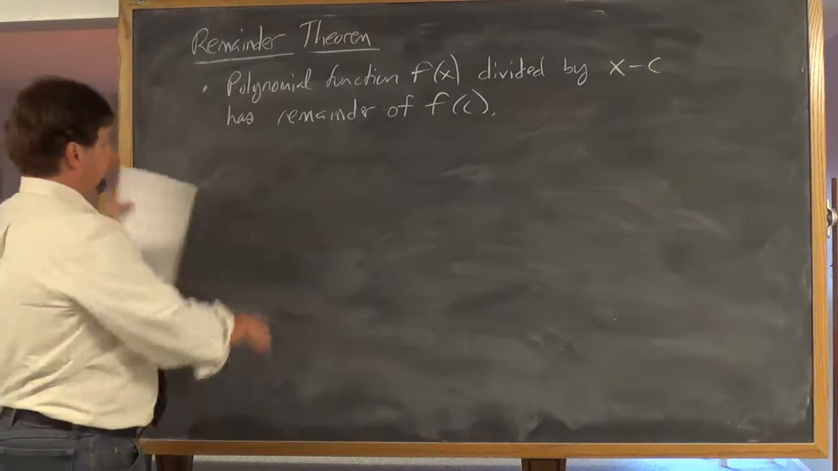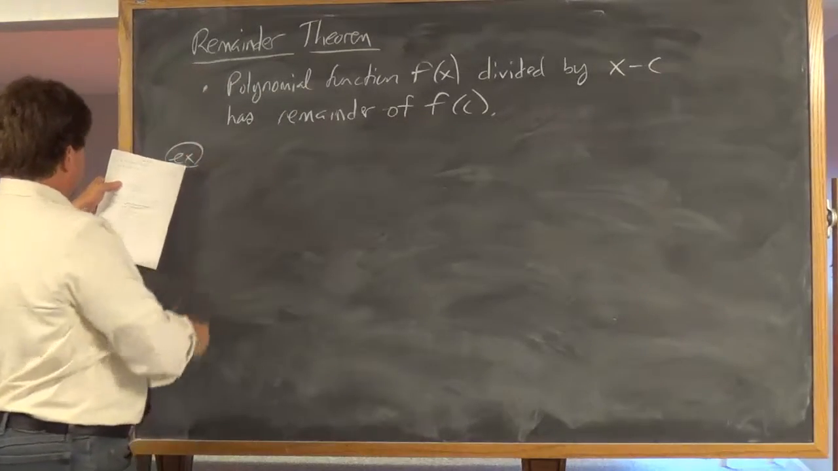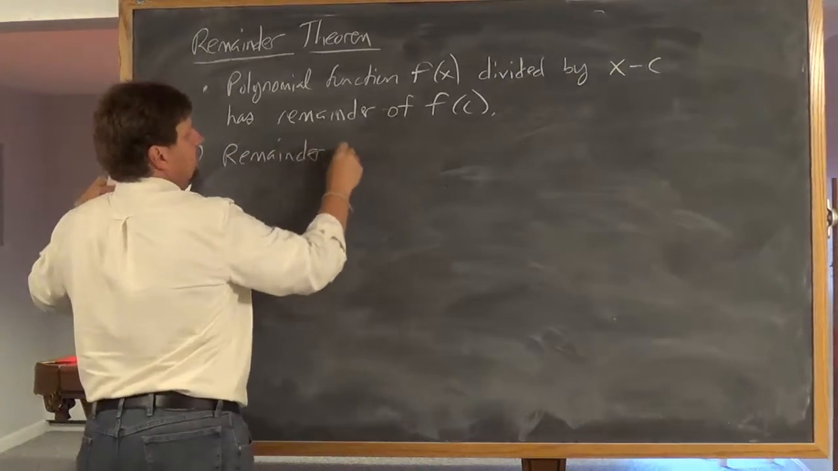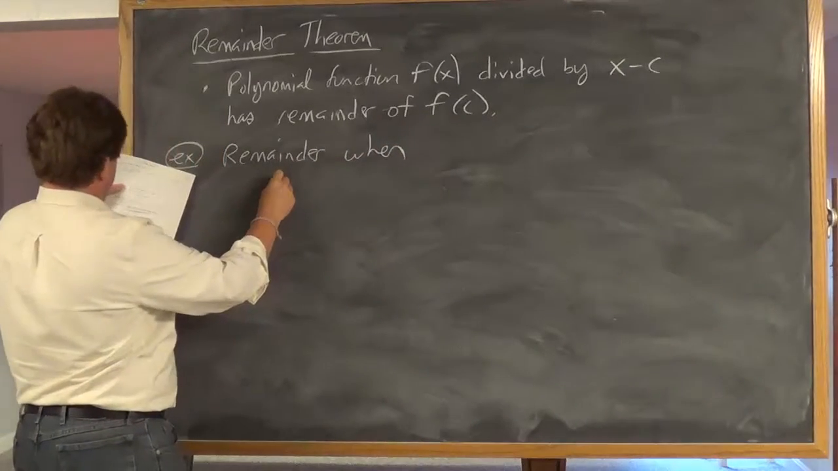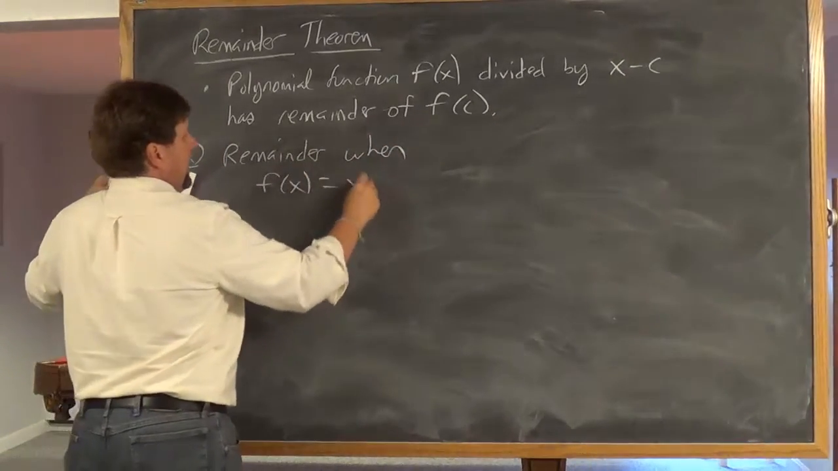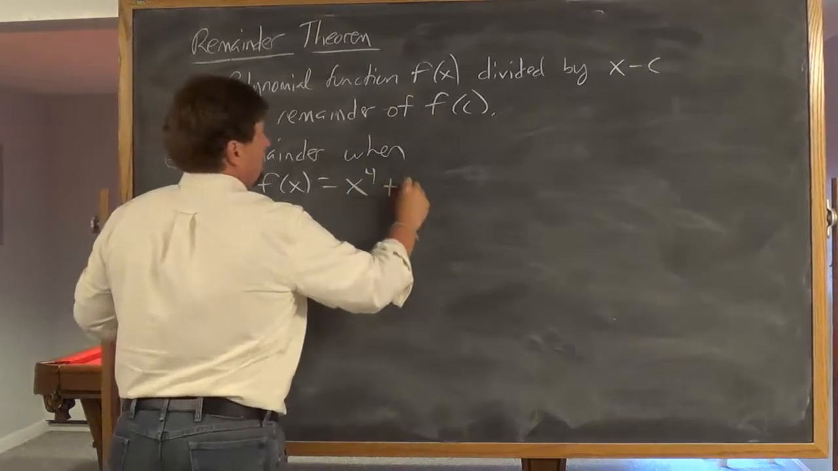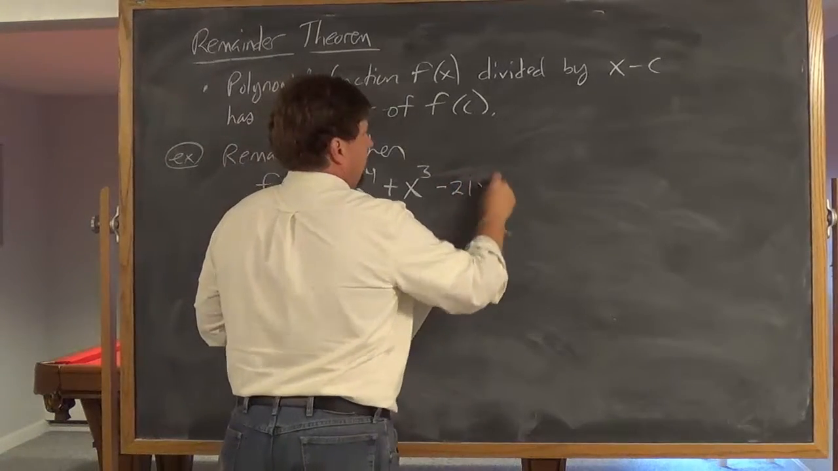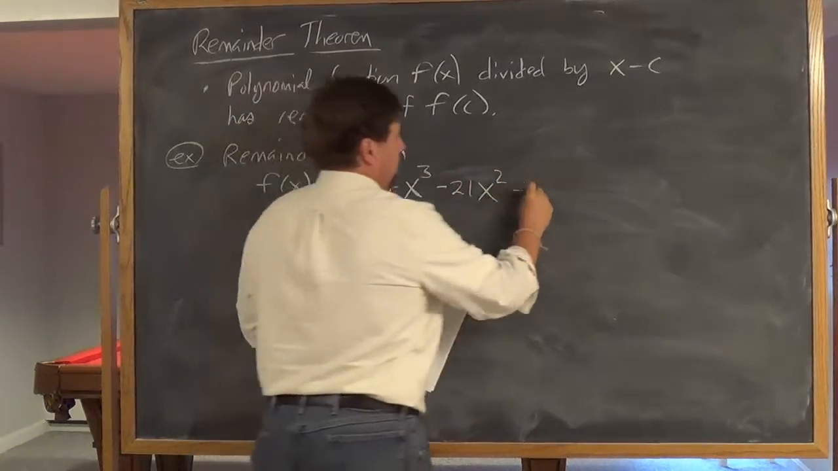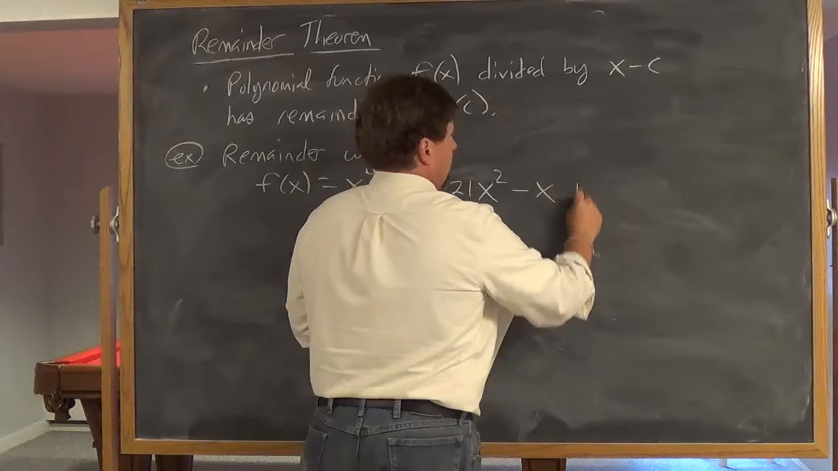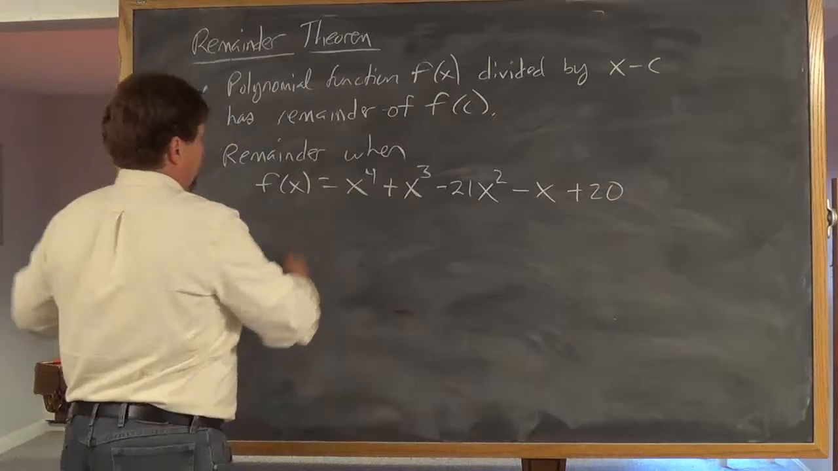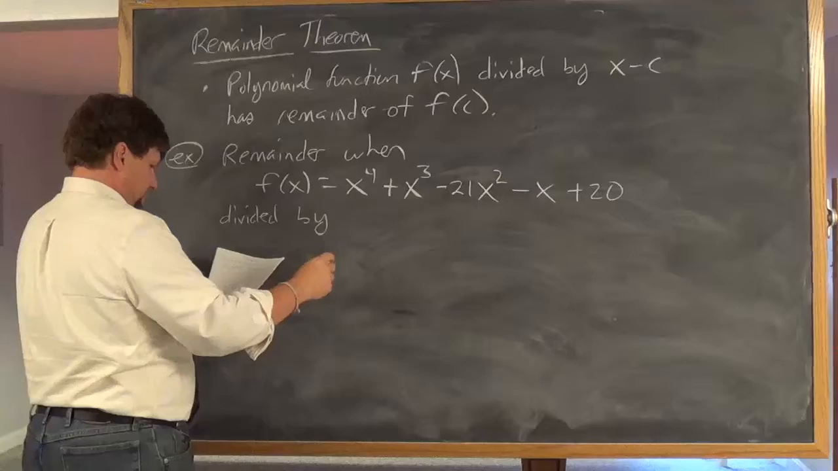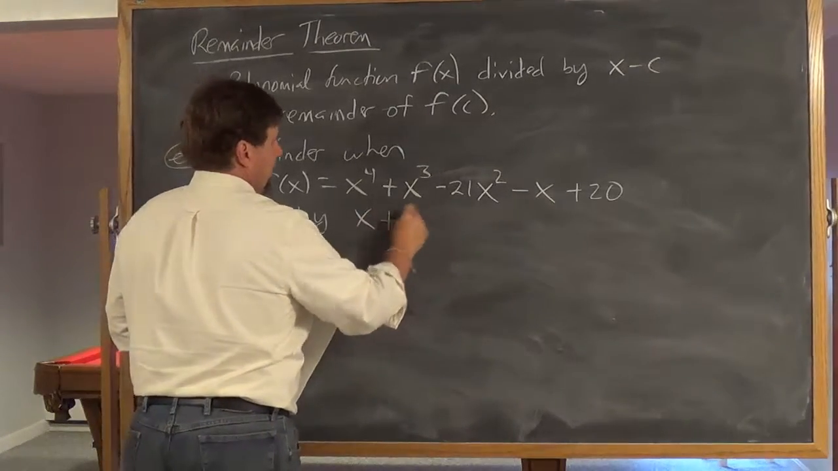Let's try another example. Let's say I want to know what is the remainder when the polynomial function x to the fourth plus x cubed minus 21x squared minus x plus 20 is divided by x plus 5.